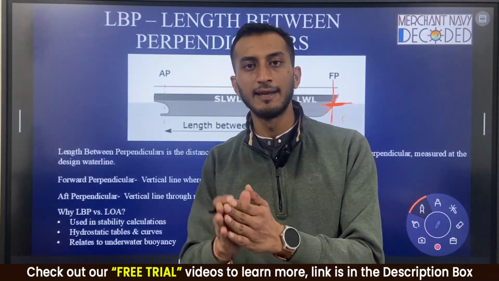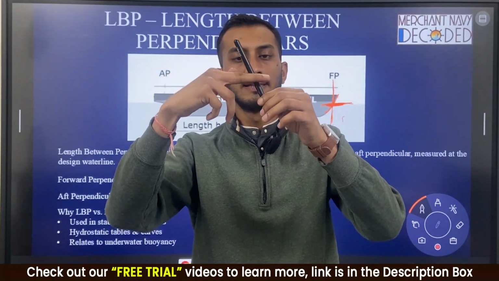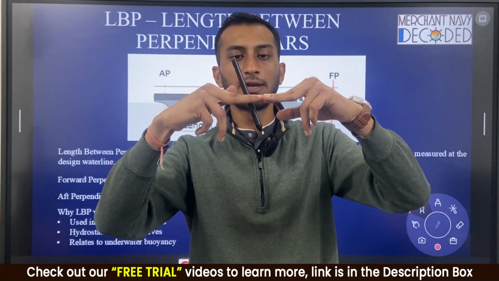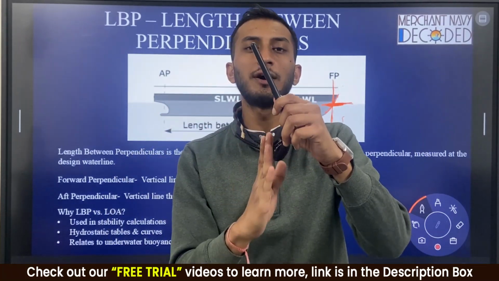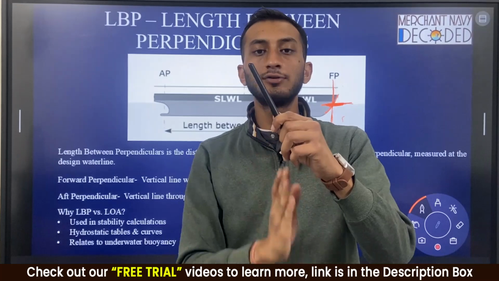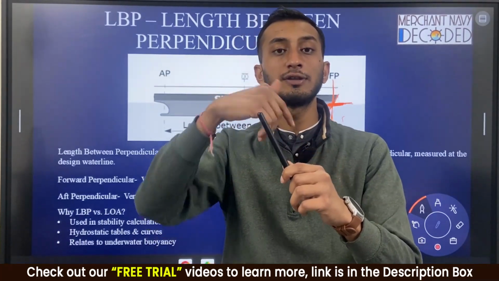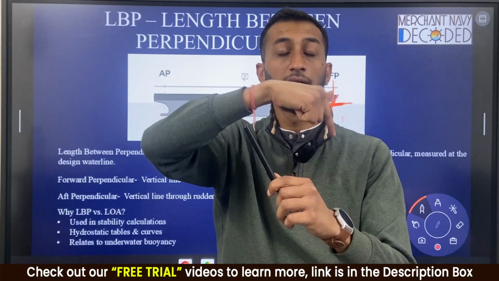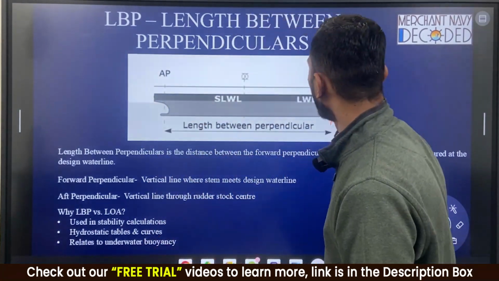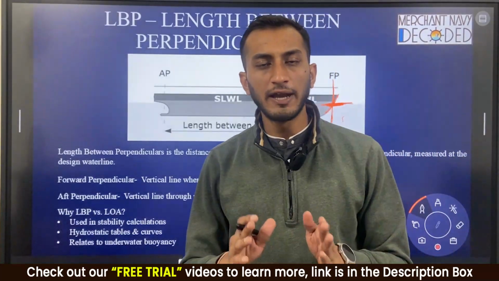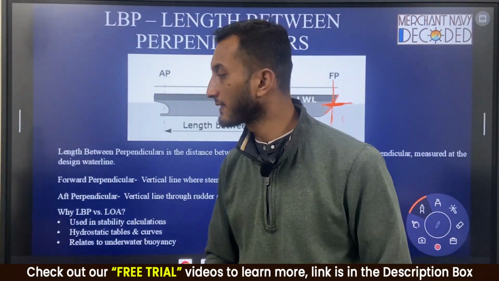If this is the stem, this is the water line, and this is the summer load line, at the point where these three lines intersect we draw a perpendicular to the water line, not perpendicular to the depth of the ship. That is the forward perpendicular. If you find it difficult to understand, do mention it in the comment box and I'll give you a better clarification.